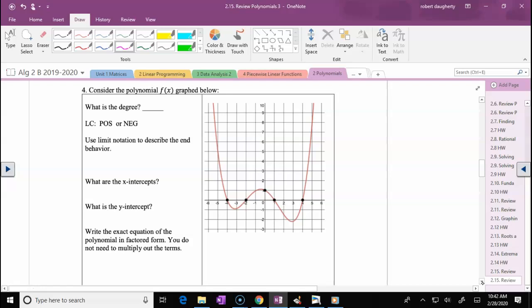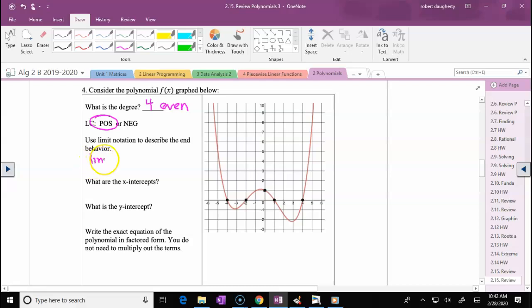Consider this polynomial, okay? If I look at this polynomial, what is the degree of this polynomial? So it looks like I've got, what, 4 roots? I've got 3 turns in the graph. So this has to be a 4th degree even polynomial, okay? Leading coefficient needs to be positive there because both ends are going up. Describe this in limit notation.